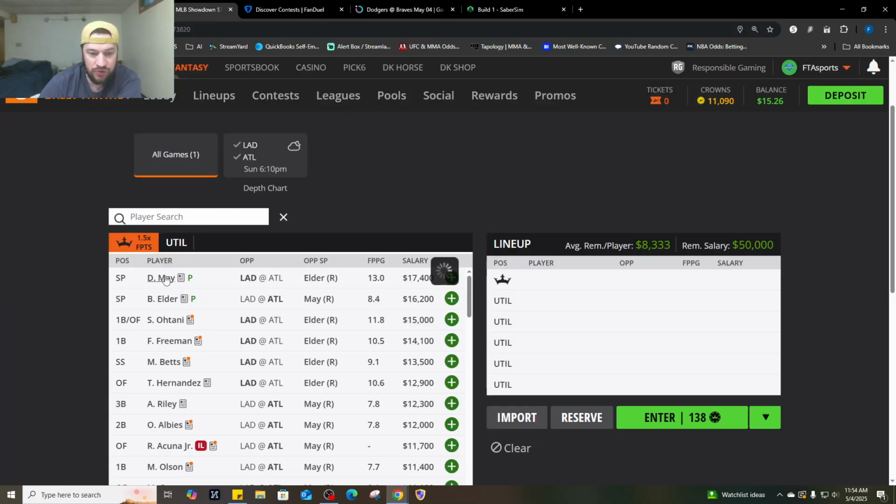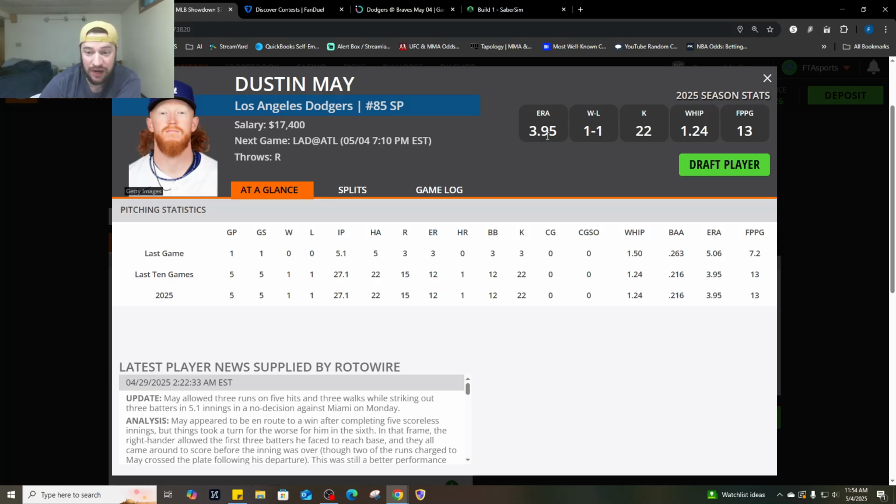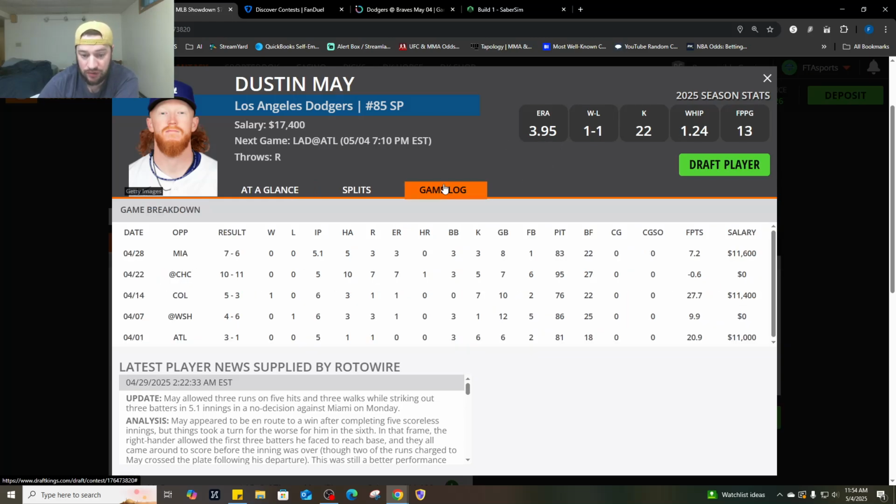So if we look at those 2 numbers, we see Dustin May comes in with a 3.95 ERA, 1-1 record, 22 strikeouts. So not too bad. He's had 5 starts under his belt. It's kind of mixed results here, though. Not very good against Miami.